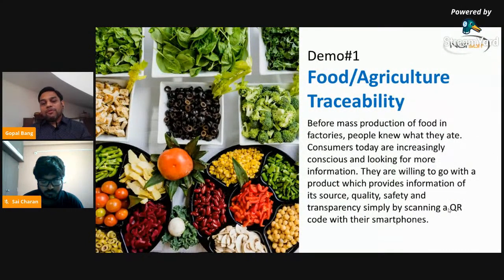Yeah, so the first demo we go through is for food and agricultural traceability. I remember Shyam had mentioned that we pay money for organic food. We don't know whether we are really getting organic food or not, because there are lots of unscrupulous actors in the market who will brand a non-organic food as organic food. All it takes is to put a new sticker called organic food and sell it to people as organic food.